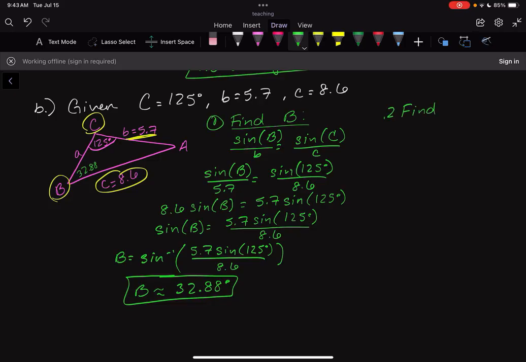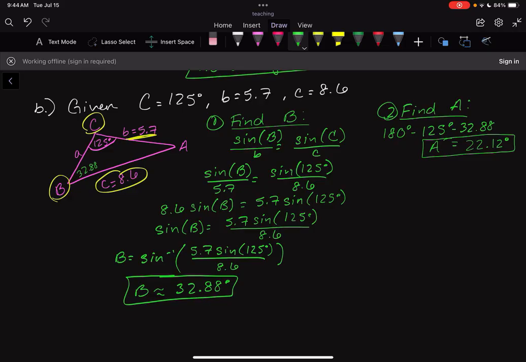It's getting a little out of order, so let me go ahead and number my steps. Next I'm going to find angle A. I already have two of them, so I'm just going to do 180 minus my 125 and minus my 32.88 to get this. So let's see what I get. I get 22.12. So there's my angle A.